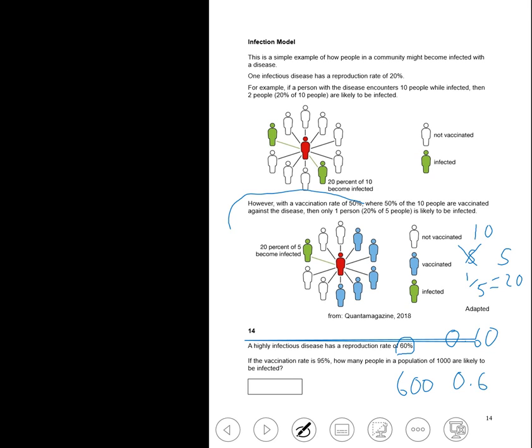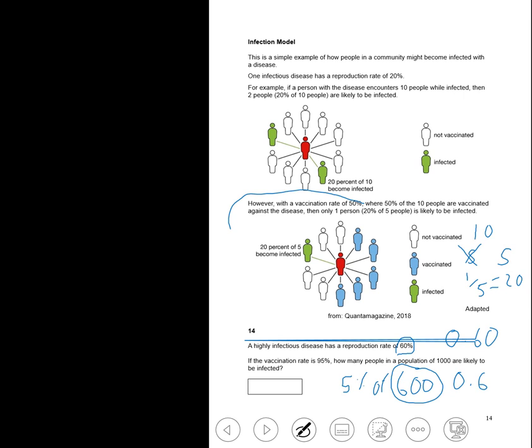So there's our 600 people, our 60%. And it says if the vaccination rate is 95%, so how many of those are going to be infected? Because remember, if you're vaccinated, it means you can't be affected by this. So we have to just do 95% of this number, which will tell us how many will not be infected, and then the remainder will be the answer. Another way of looking at it is just look at if 95% are vaccinated, how many are not vaccinated? That will be 5%, which means we just need to do 5% of our 600.